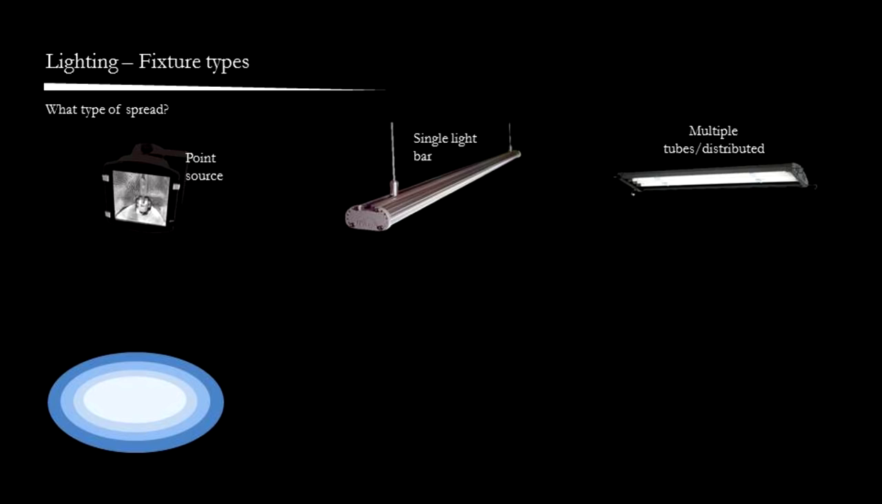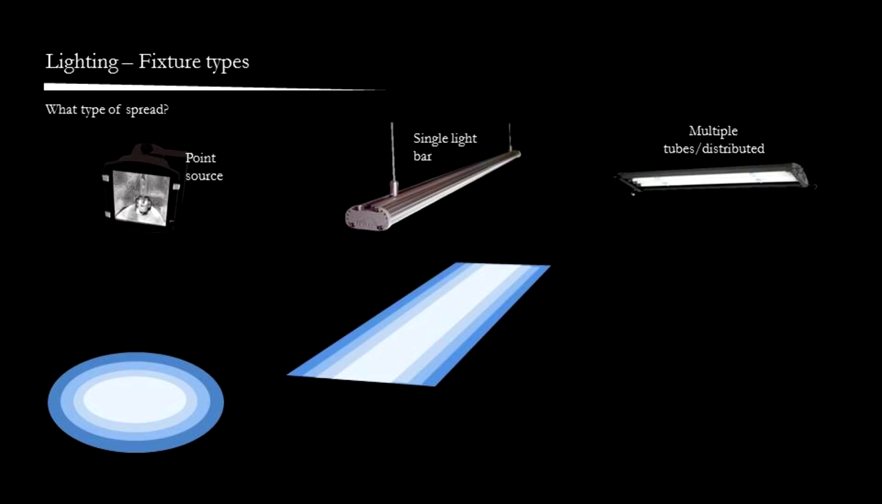The next feature I want to talk about is the spread of different light fixtures. For point sources of light such as metal halides or LED spotlights, the spread is circular with the highest area of illumination directly below the center of the fixture. However, the light weakens towards the edges as the distance from the center increases. For single light bar formats, which is commonly used in LEDs, we get the strongest power directly below the fixture's center line, and this diminishes according to how far we move from the center line.